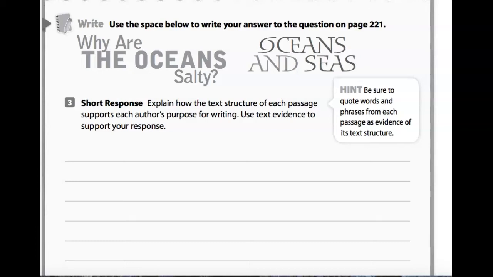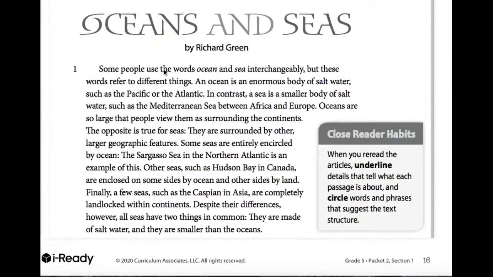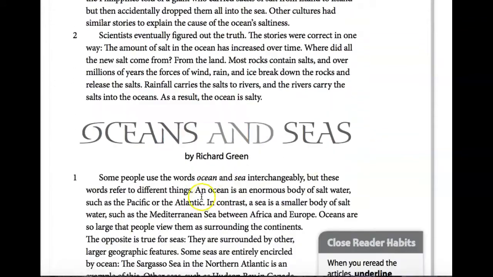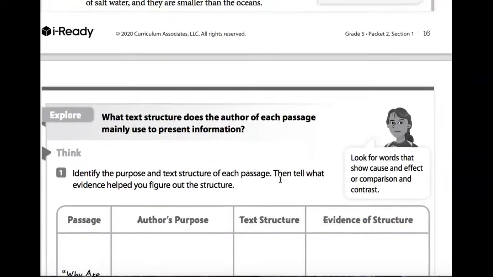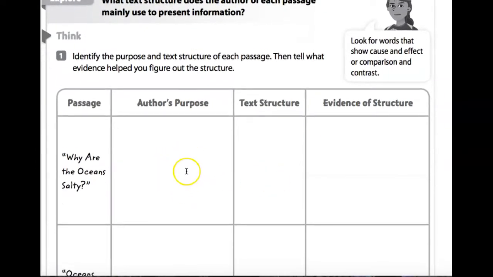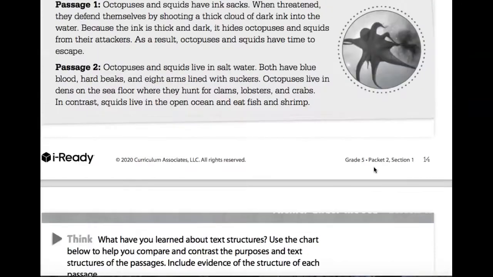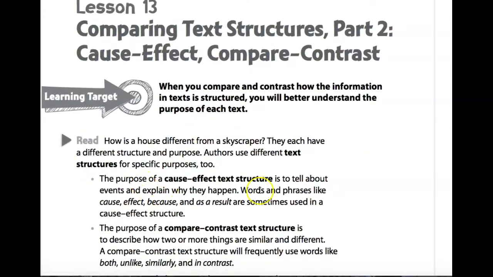Okay, fifth graders, this is our last reading assignment for this week. Yesterday, you'll recall that we read the two passages, Why Are the Oceans Salty? And Oceans and Seas. And then we went on to talk about the purpose each author had, the text structure, remember, cause and effect, or comparison and contrast, and then evidence from the text to support that. So you really can use all of these lessons here. This tells you about the text structure.